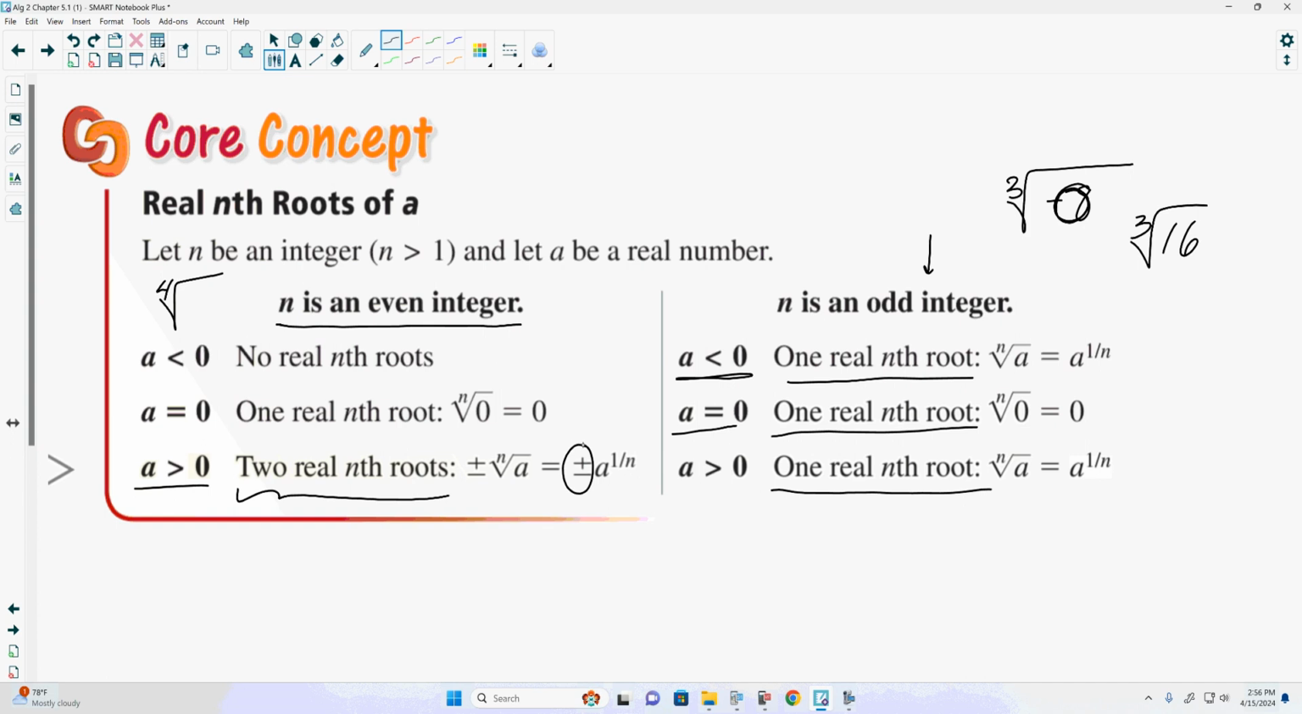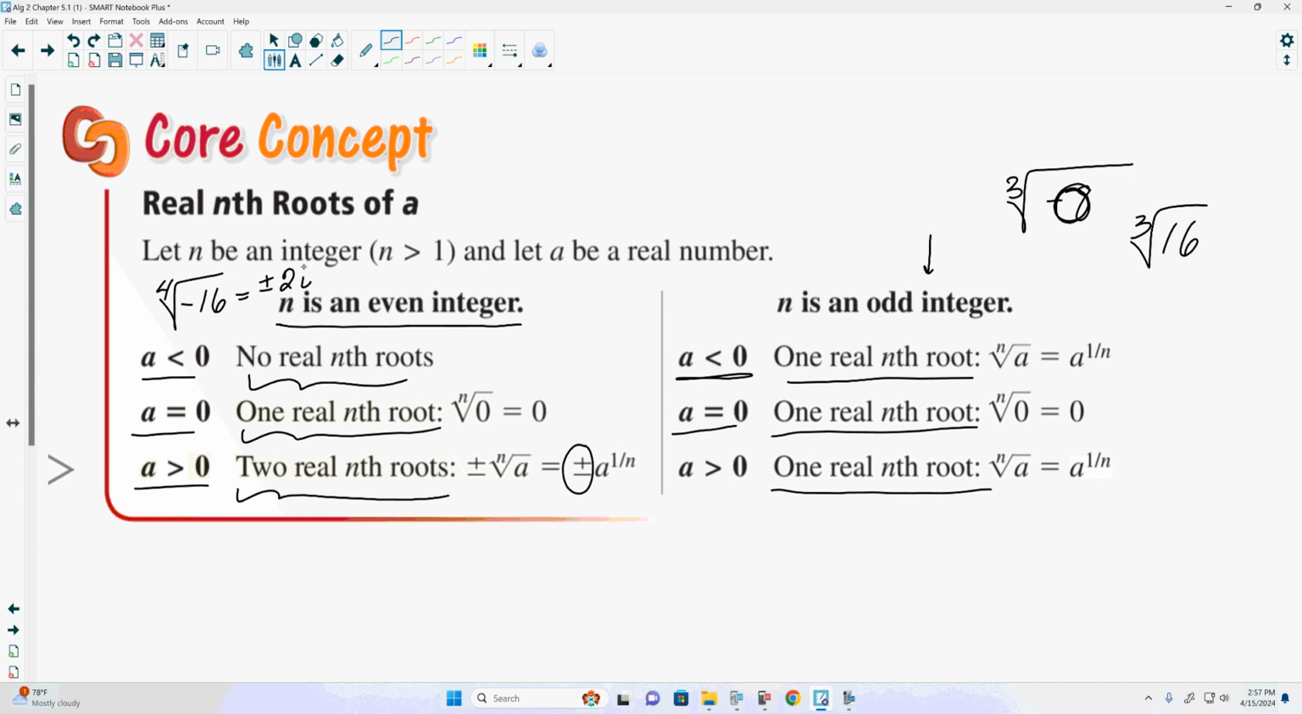Okay? Now, if a is 0, we have one real root because the even root of 0 is just 0. Nothing really to it. And the last one is a is less than 0. If a is a negative number, so negative 16, we have no real roots because this would be plus or minus 2i. I is not a real number, so we do not have real roots if we have an even root of a negative. We just say no real roots.